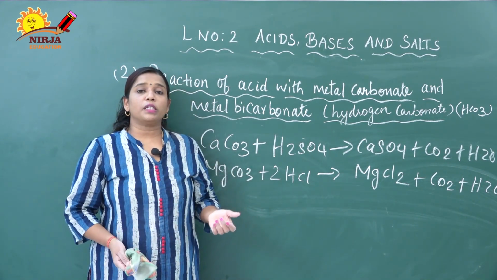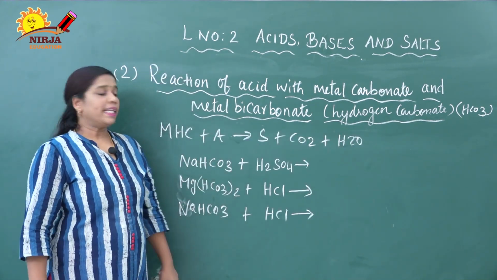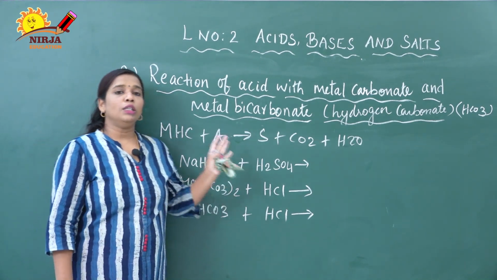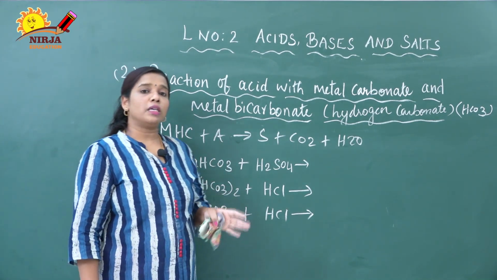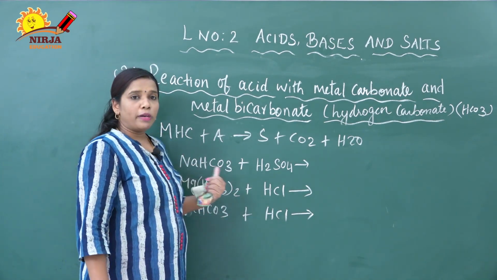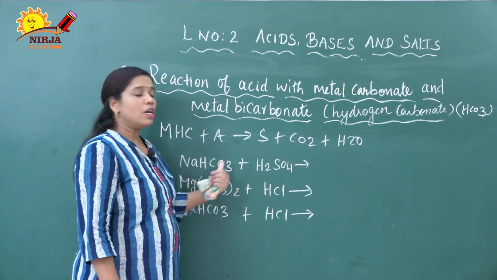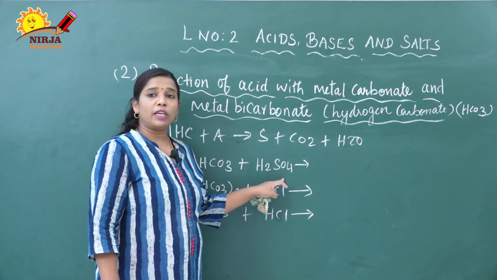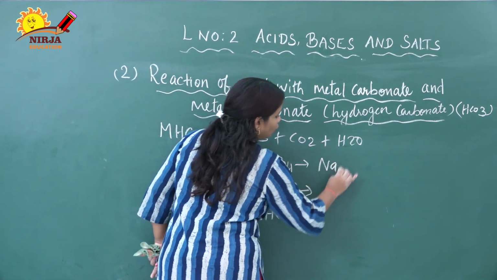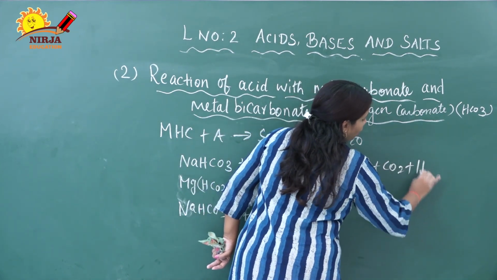Next we are going to discuss metal bicarbonate reacting with acid. Metal bicarbonate reacts with acid, it produces salt, carbon dioxide and water. I already told you that in these two reactions, the byproducts are the same and only the reactants are different. Here, for the metal bicarbonate, I have taken three different types. One is sodium bicarbonate, NaHCO3, reacting with sulfuric acid, H2SO4. It produces the sodium salt Na2SO4 plus carbon dioxide plus water.